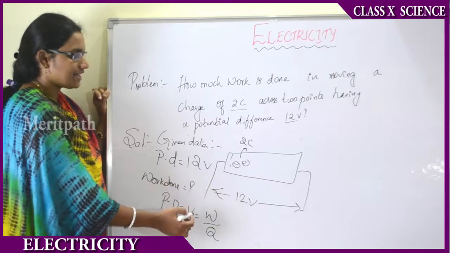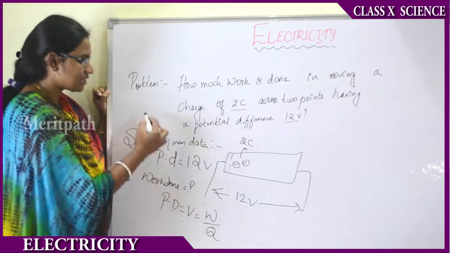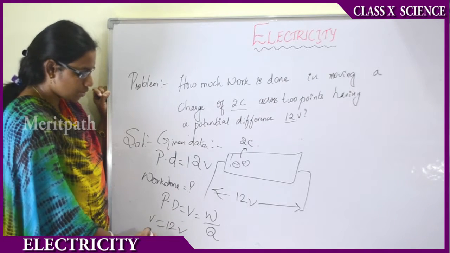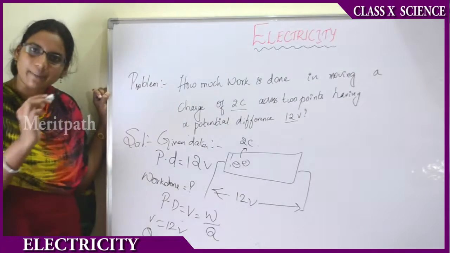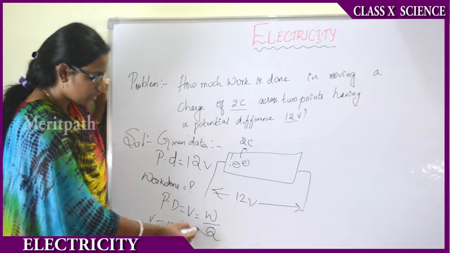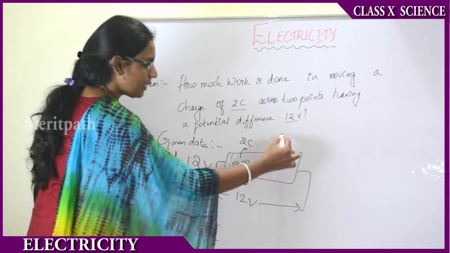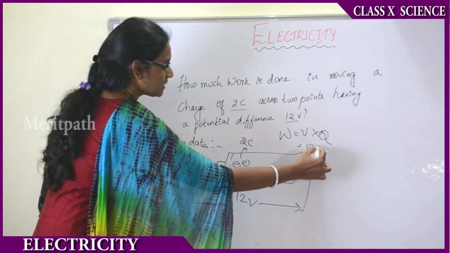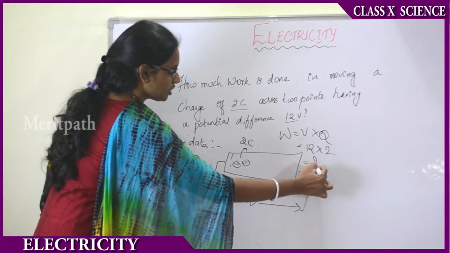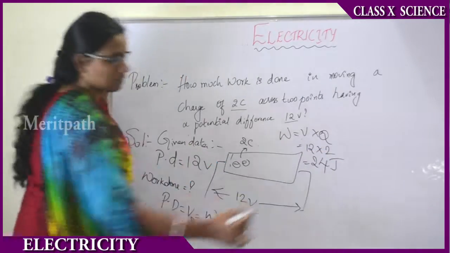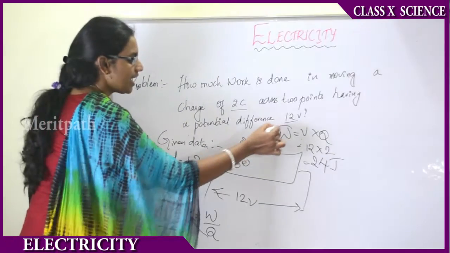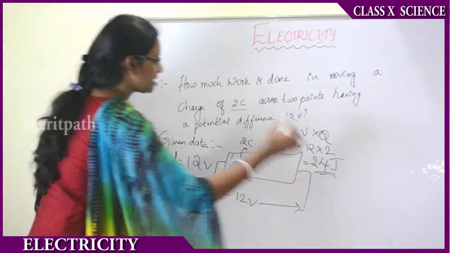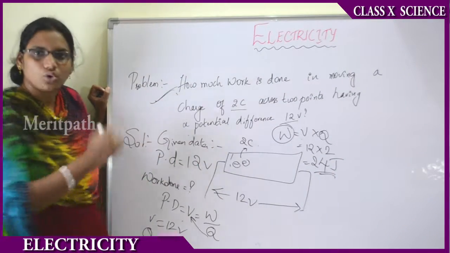Now in the given data, V and Q are given. V equals 12 volts, right? And Q is given as 2 coulomb. So we have to find out W. Then we shift Q to the other side, that is W equals V into Q. Now 12 volts into 2 coulomb will give us the work done, that is 24 joules of work. Work is measured in joules, right? Therefore 24 joules of work is done in order to move this 2 coulomb charge.